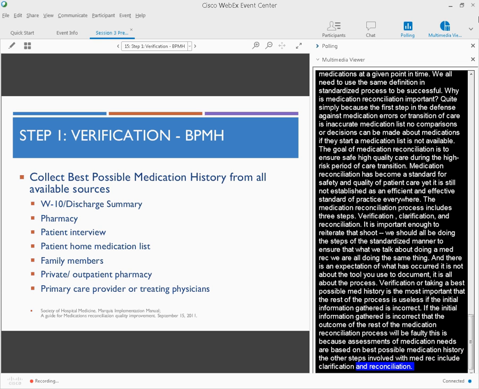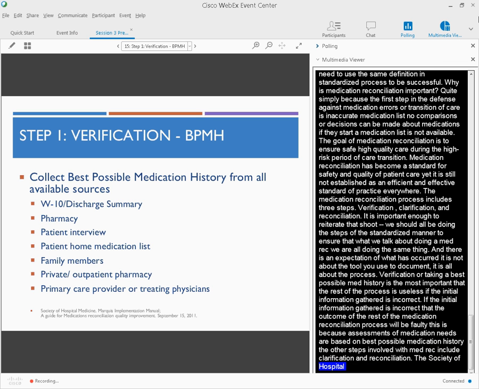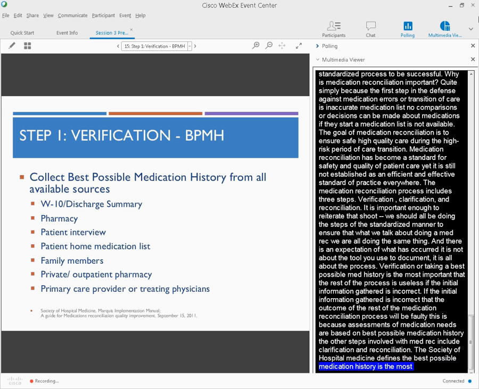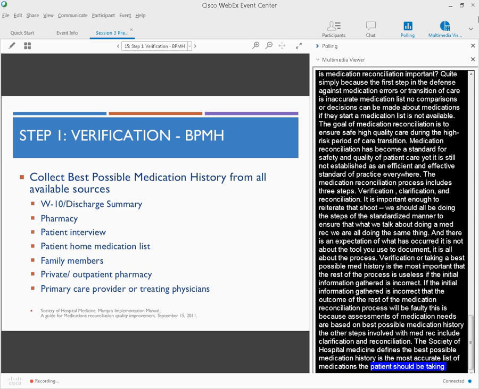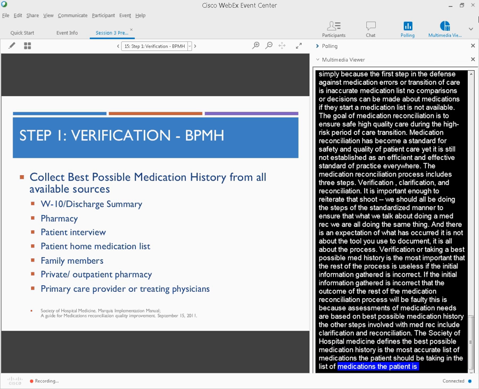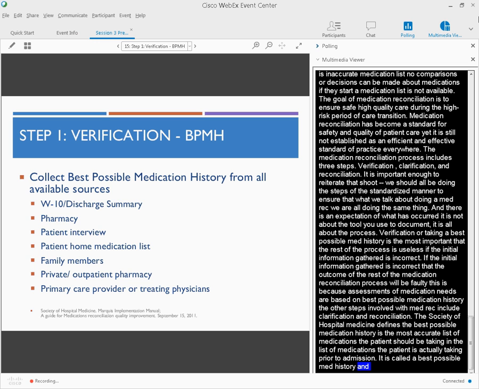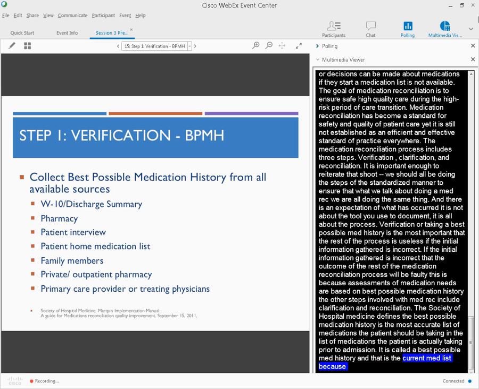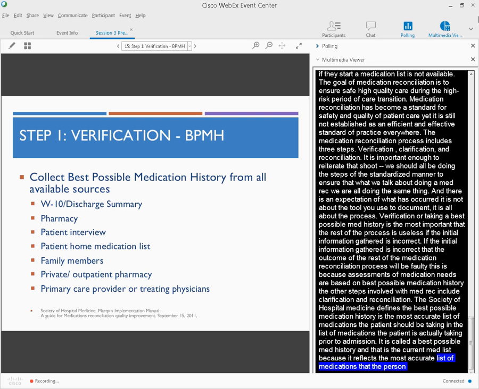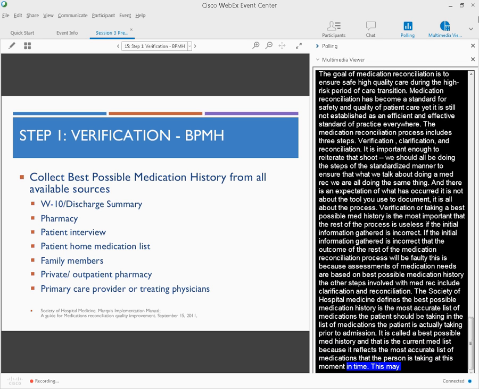The Society of Hospital Medicine defines the best possible medication history as the most accurate list of medications the patient should be taking and the list of medications the patient is actually taking prior to admission. It is called a best possible med history and not a current med list because it reflects the most accurate list of medications that the person is taking at this moment in time. This may not be the same as how the medication was prescribed.